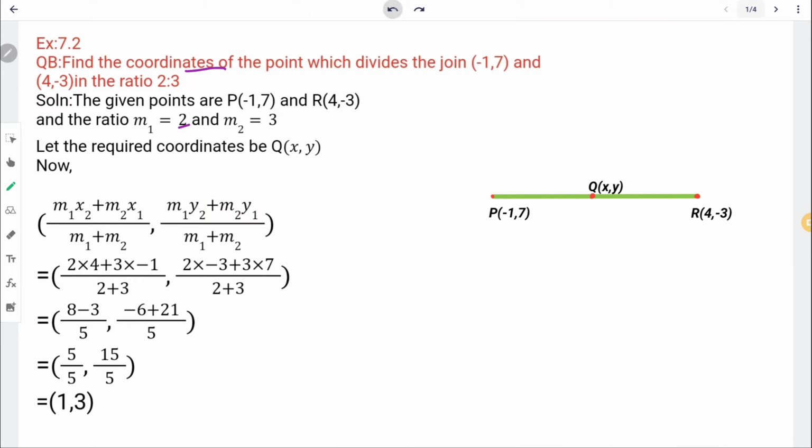So once we're done with it, we just have to start multiplying. 2 fours are 8, 3 into minus 1 is minus 3. Then 2 plus 3, we're going to get 5. Now let's do the next one. 2 into minus 3 will be minus 6. Then 3 sevens are 21. And then M1 plus M2 is 2 plus 3, so again 5. 8 minus 3 gives 5, then divide by 5. Then minus 6 plus 21, we're going to get 15, and then divide again by 5. Then 5 ones are 5, and 5 threes are 15. So the coordinates of Q are 1 and 3.